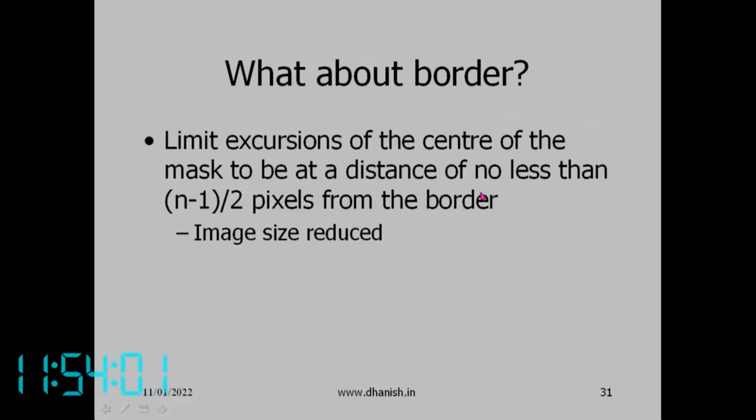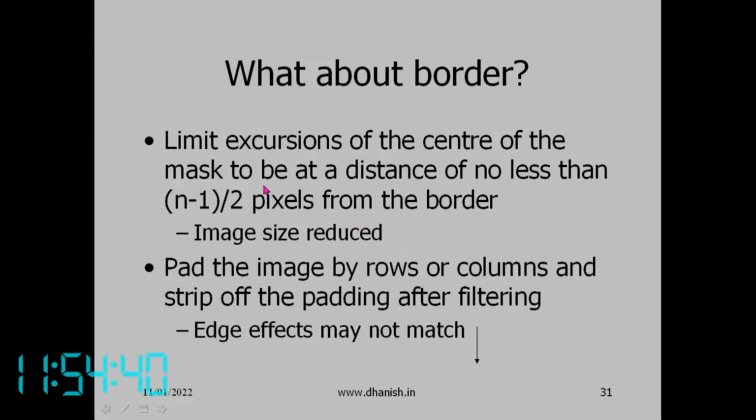So what about the border? You limit the placement of the center of the mask to be at a distance of no less than (n-1)/2 pixels from the border. We cannot place the center on the border, otherwise the mask has to go outside. If n equals 3, 3 minus 1 is 2, divided by 2 is 1 pixel from the border. So you keep it 1 pixel inside, and only then carry out the operation. The result is that you have to reduce the image size by 1 pixel on all sides. So this is one way.